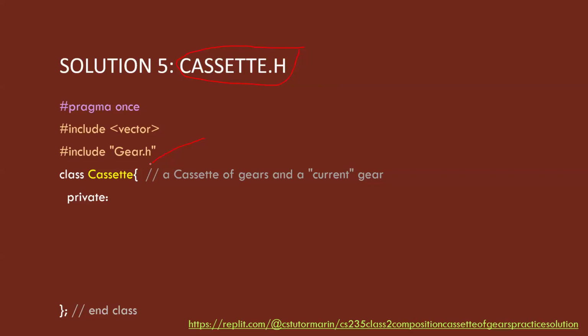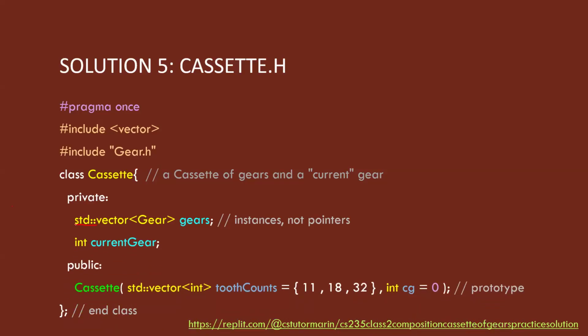People also include the cassette.h, but we're in the cassette.h, so we don't want a circular inclusion here. We're not in the CPP. We're just laying out our prototype, which is going to be a vector. Notice the std double colon, really annoying, but that's what we've got to do. Current gear. And then this is the tricky bit.